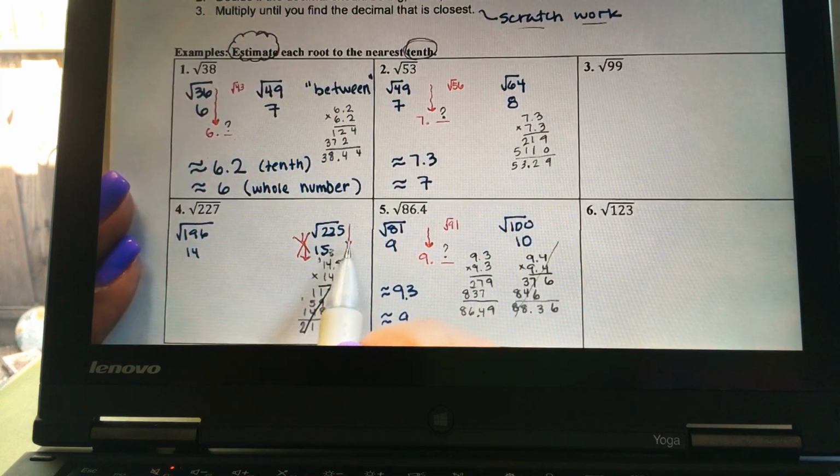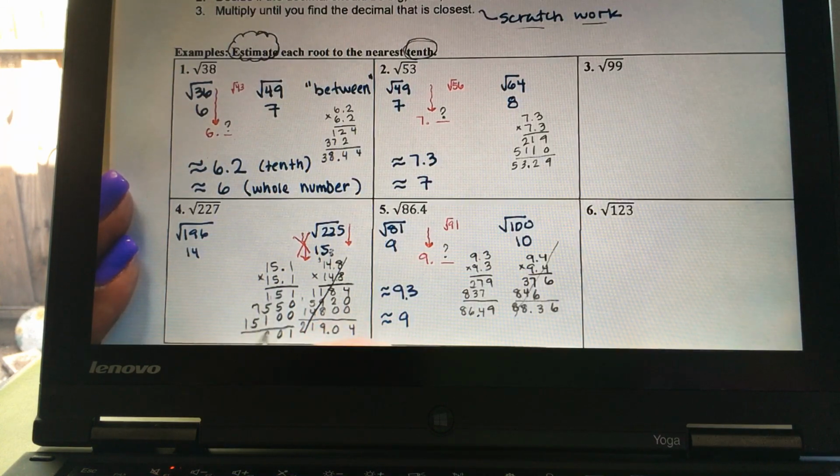So I'm going to try 15.1. Let's see here. Again, errors are made. That's okay. Errors allow for us to learn. 228.01, that sounds pretty good. All right, so to the nearest tenth, 15.1. To the nearest whole number, 15.